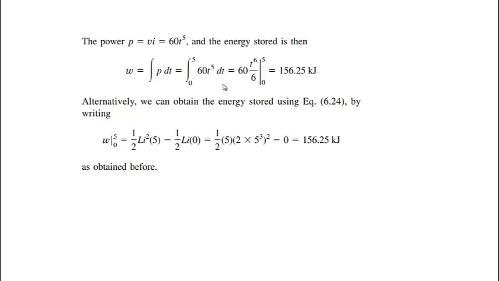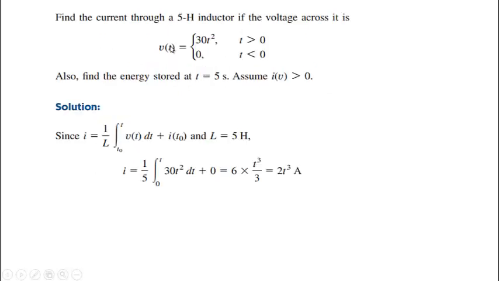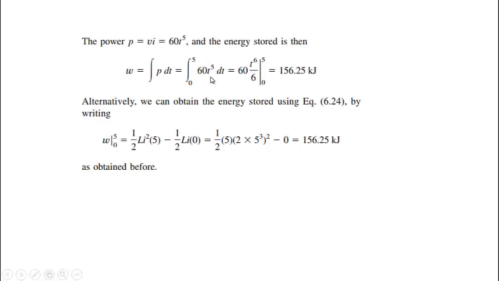Now the power is given as v times i, that is equal to 60 t raised to 5, because power is voltage times current. Integrating 60 t^5 dt, it comes out to be t^6 by 6. When we put t equal to 5, it comes out to 156.25 kilojoules. You can also use 1/2 L i squared directly. So 1/2 L i squared will be this, and this also comes out to be the same value as obtained before.